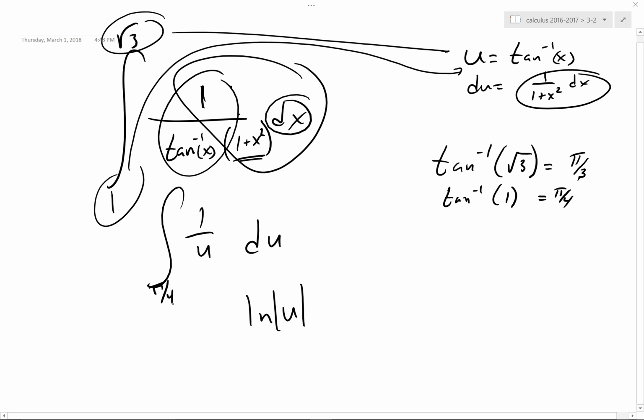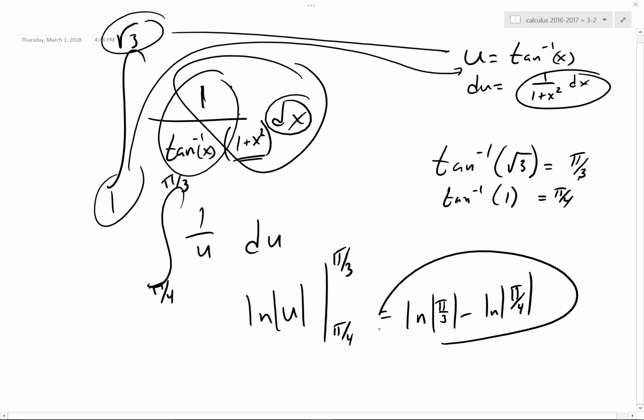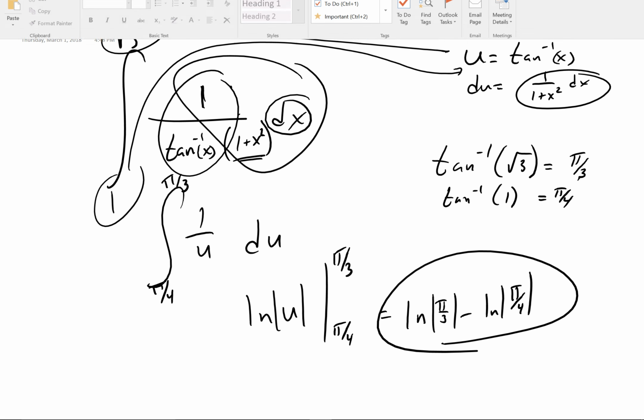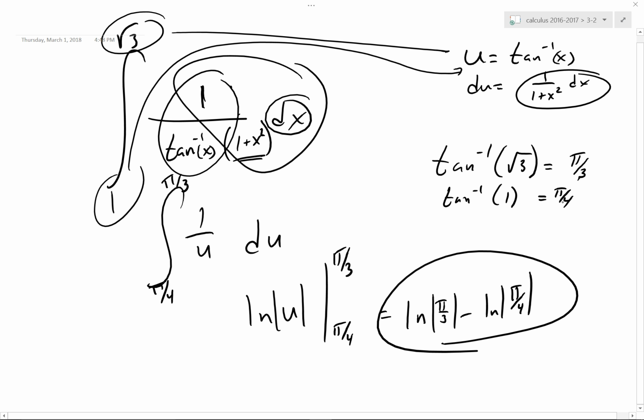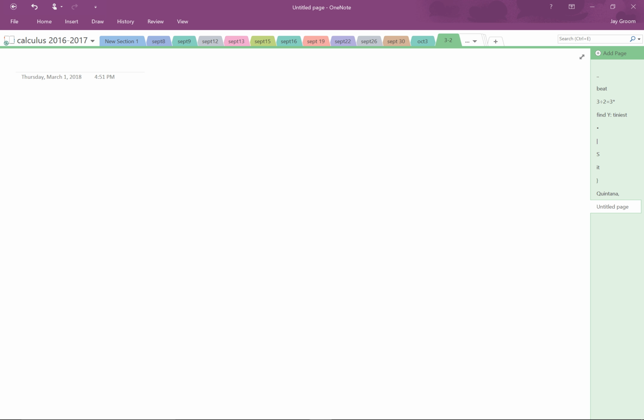So I could have done it here, or I could have just resubstituted. I'm going to do it this way this time, if you don't mind. I'm the boss. So it's going to be the ln of pi over 3 minus the ln of pi over 4. That's my answer, whatever that comes out to be. And it's not that bad. Again, don't be panicked.